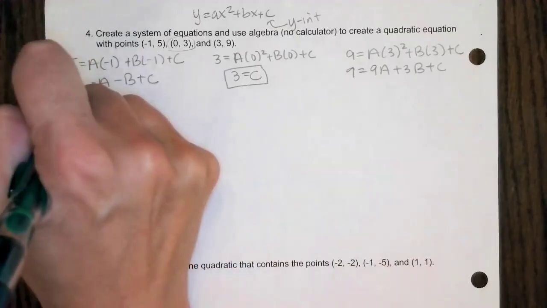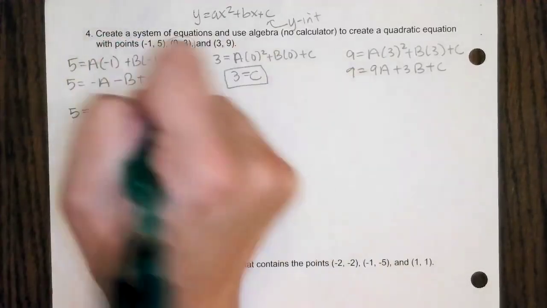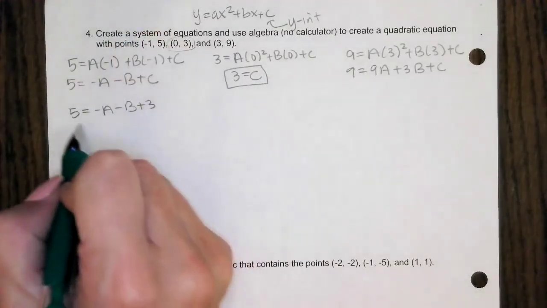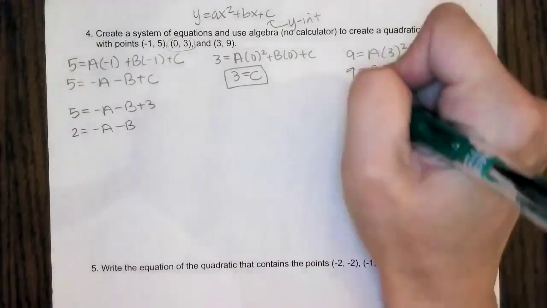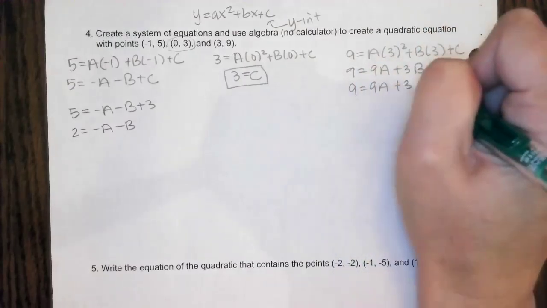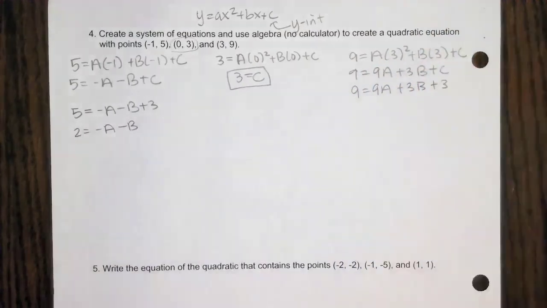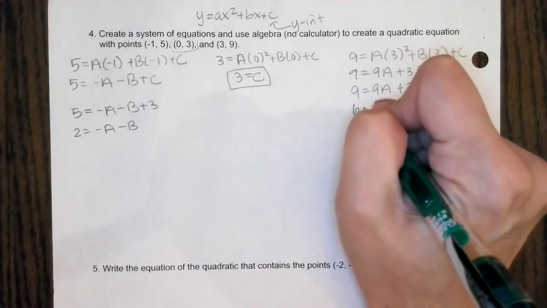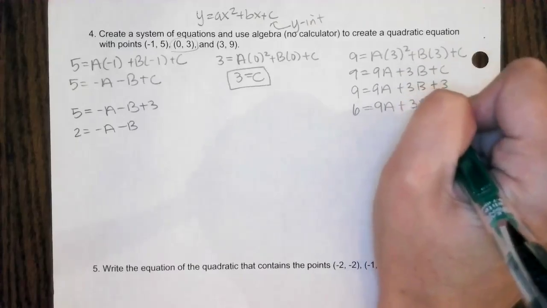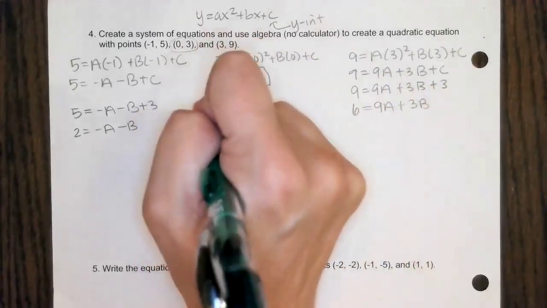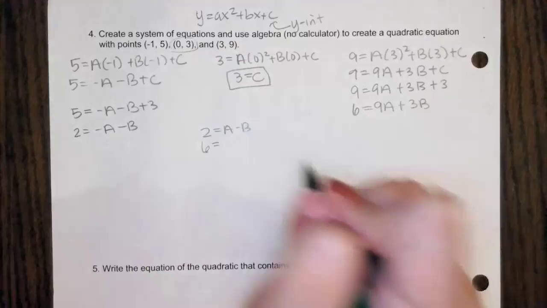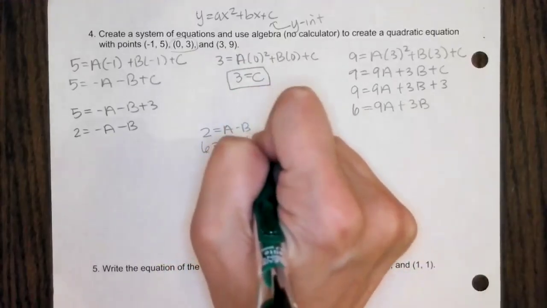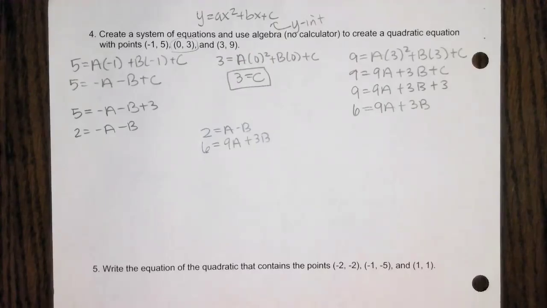So I'm going to go ahead and plug 3 in here, and I get 5 equals -a minus b plus 3. I subtract the 3, and so I get 2 equals -a minus b. When I do the same thing to this one, I subtract this 3 to get it to the other side, so I get 6 equals 9a plus 3b. So we have a 2-variable system now. I'm going to go ahead and put it together so you guys can see them together. There it is. All right, we have a 2-variable system to solve, again, with substitution or elimination.